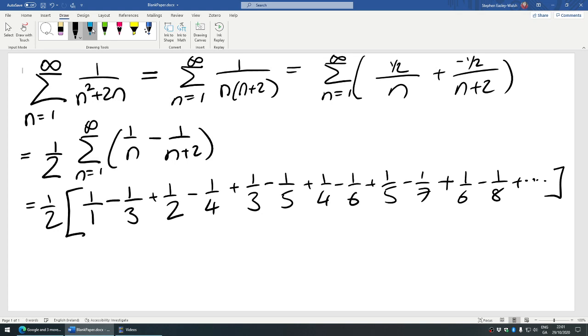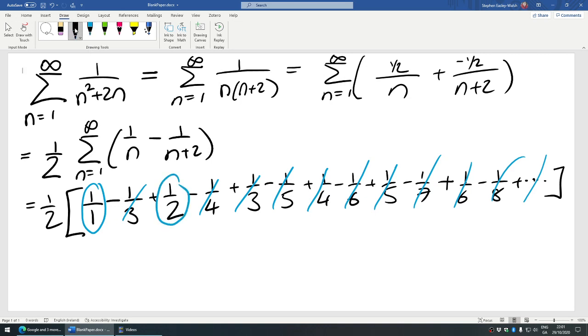Now what's cancelling here? Minus 1 over 3 plus 1 over 3. Minus 1 over 4, 1 over 4. Minus 1 over 5, 1 over 5. Minus 1 over 6, 1 over 6. Minus 1 over 7, and then the next one would have been 1 over 7. Yeah, okay, so it looks like I'm just left with these two.